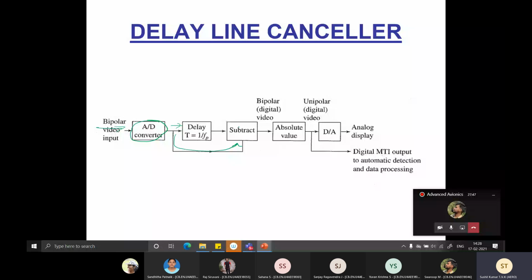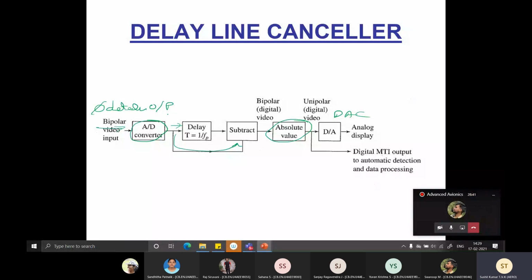You're not worried whether it is positive or negative because all you know is there is a change. That's what is important. So you take the absolute value, and up to this point it's digital in nature, but displays require an analog signal. So you have a DAC over here. So finally you get it out for displaying the signal. This is called a delay line canceller. So just repeat it. This phase detector output comes here.